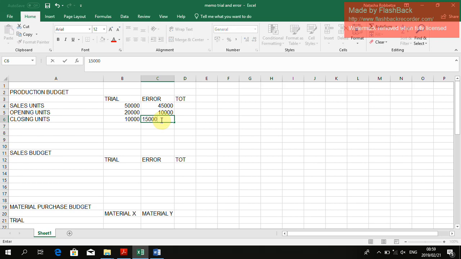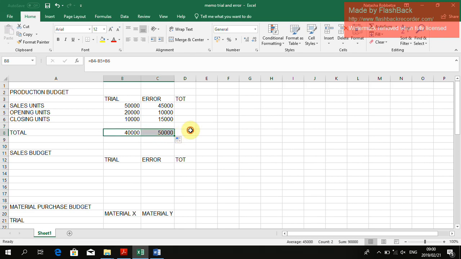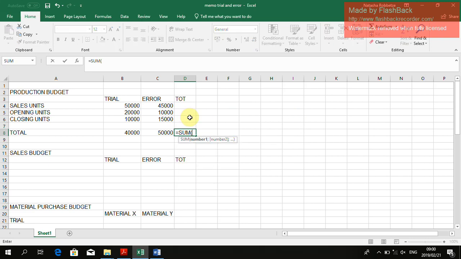So here to calculate then the total, we're going to say it is the sales units. We will minus the opening, we will add back the closing units. So you will find for a trial, we will then have to produce 40,000 units. For error, we will have to make 50,000 units. And then the total units that need to be produced by this company is 90,000 units.